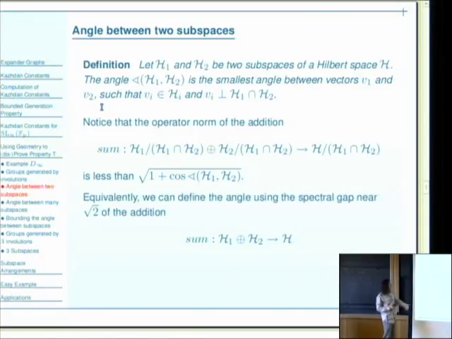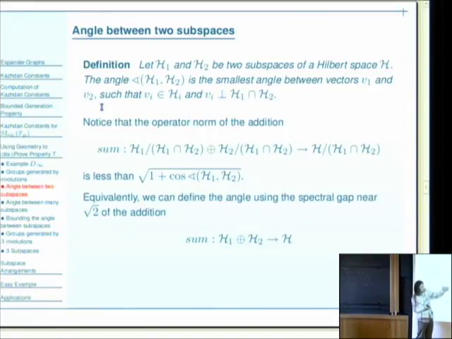So I can define the angle not using this definition, because this definition is nice, it's geometric, but I cannot formalize it. It's not very nice to work with because you have to use geometry and I don't know how to do geometry. So I can say the angle comes from the spectral gap of this operator, and I'm looking for the spectral gap near square root of 2.